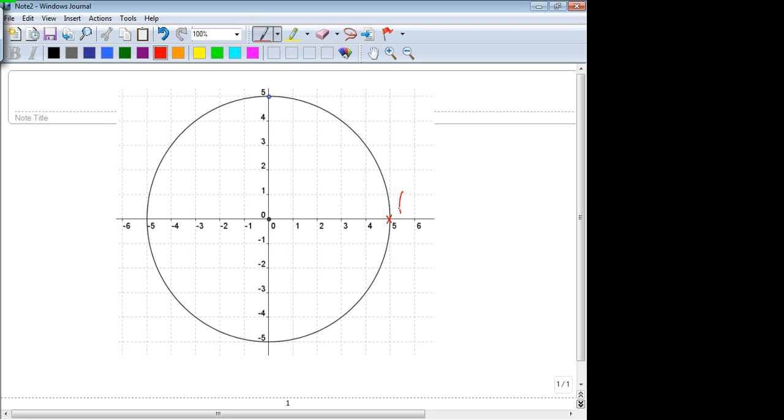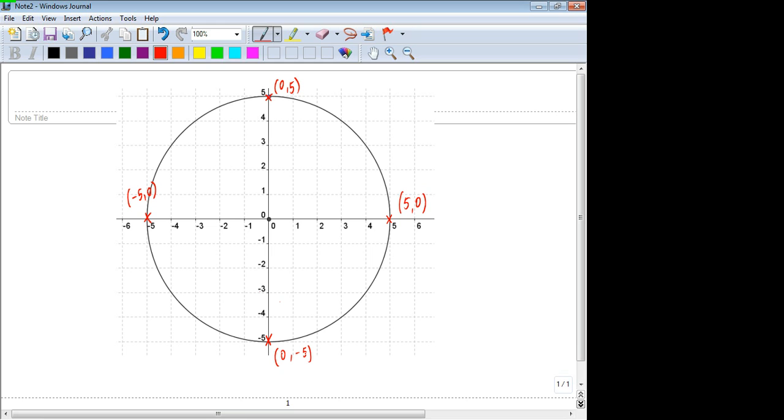Now, can you tell me what are the coordinates over here? What are the coordinates here? 0, 5 or 5, 0? 5, 0. Okay? What about the coordinates here? 0, 5. Okay, what about this one over here? Negative 5 and 0. What about this one? Okay, 0, negative 5. So far okay? So, where is the triangle?